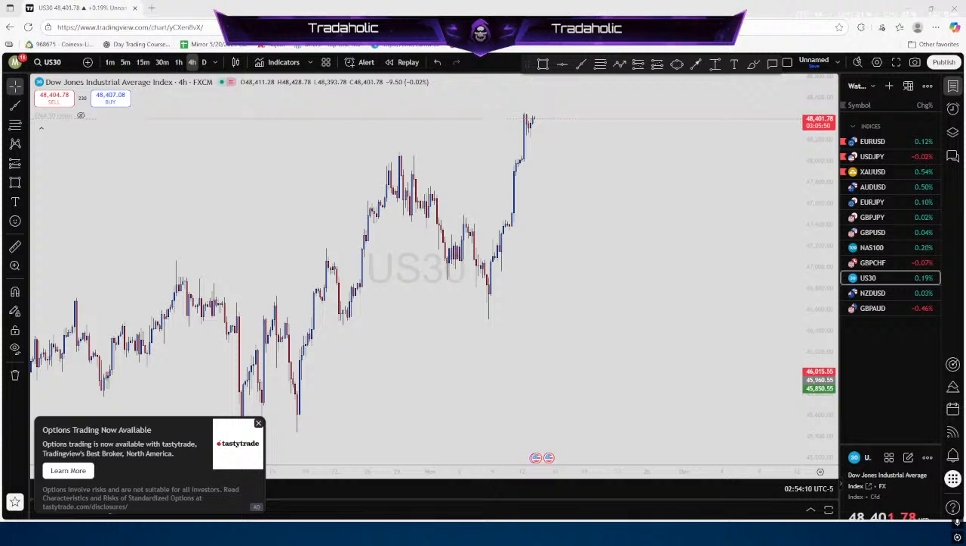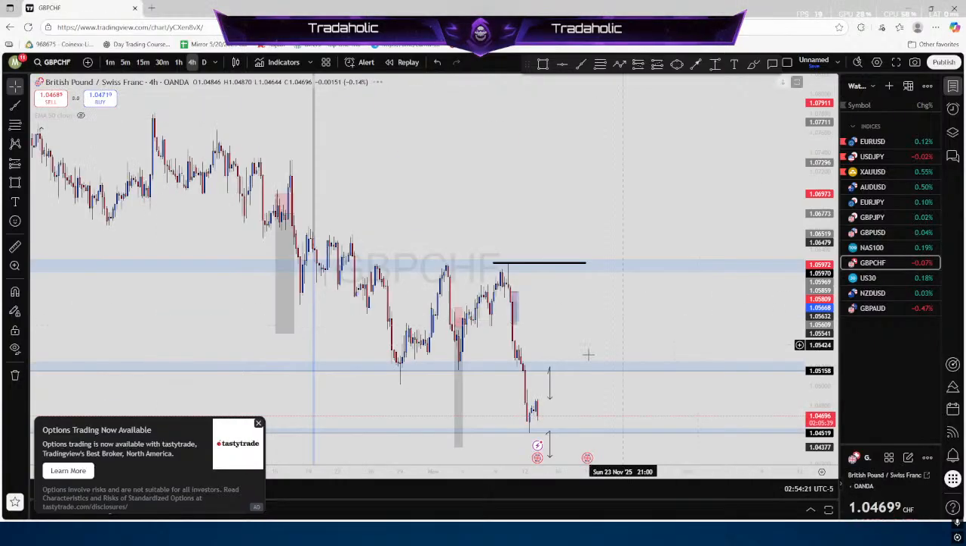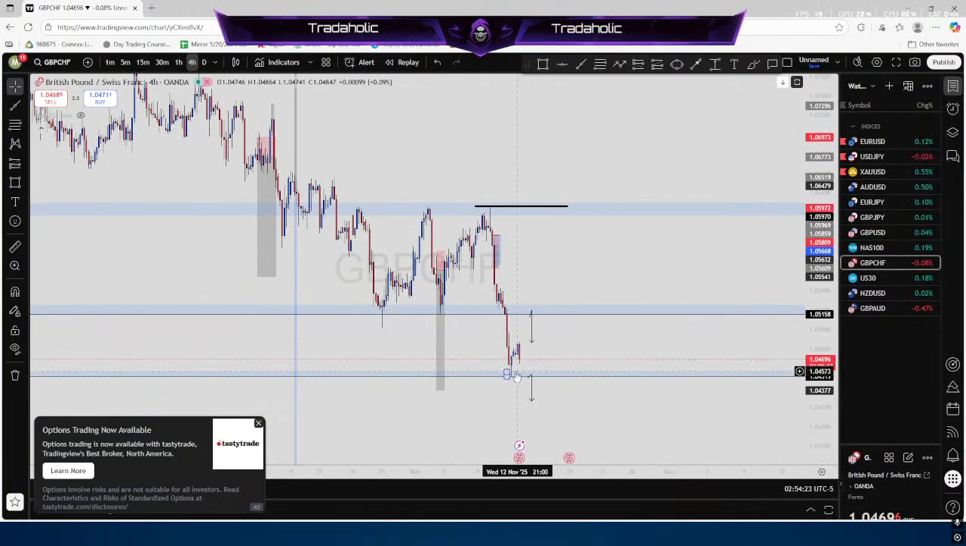Hey guys, right now in GBPCHF, stop was below that previous low. Didn't see news was coming out. You're in GBPCHF. Stops below this low, so you're in buys.